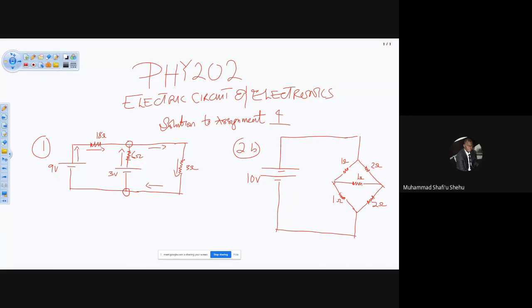The next thing to do is to apply our laws. Remember, we're going to apply both the current and voltage laws. So we need to label current 1, current 2, and current 3, because we have 3 resistors. Therefore, we're going to have 3 currents. We can choose current 1 to be through the 18 ohm, 2 through the 6 ohm, and 3 through the 3 ohm.